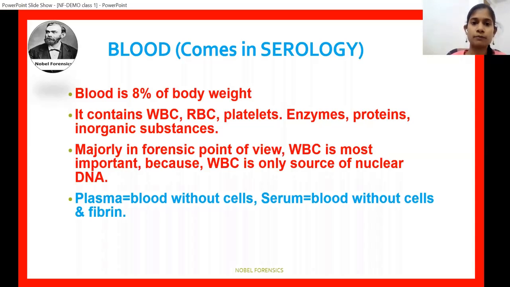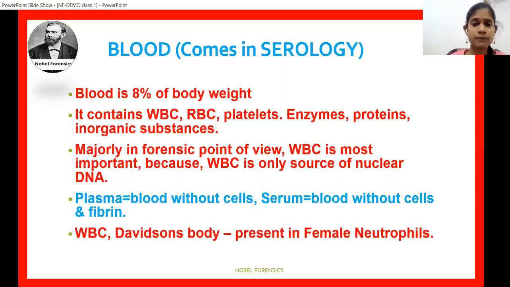Plasma and serum. Blood is divided into plasma and serum. Plasma means blood without cells. Serum means blood without cells and fibrin. Fibrin means clotting agents. That is serum. This is also a previous question.